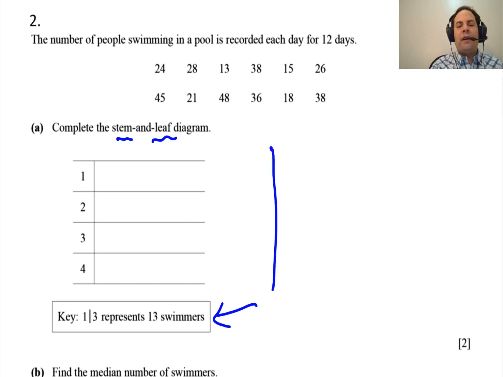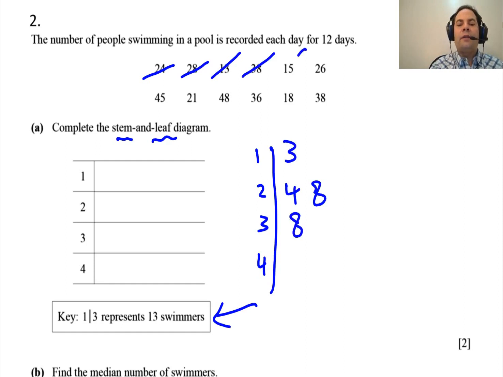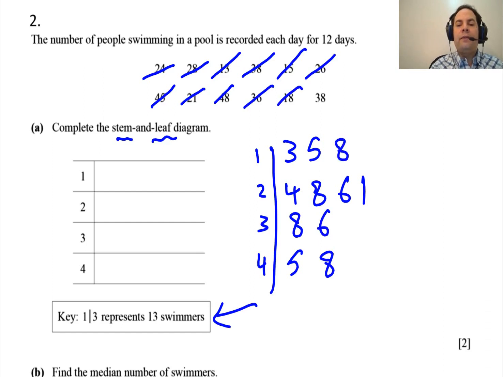I prefer to write them again here, 1, 2, 3, 4, and I will tell you why. The first number is 24, the second one is 28, the third one 13, 38, 15, 26, 45, 21, 48, 36, 18, 38.